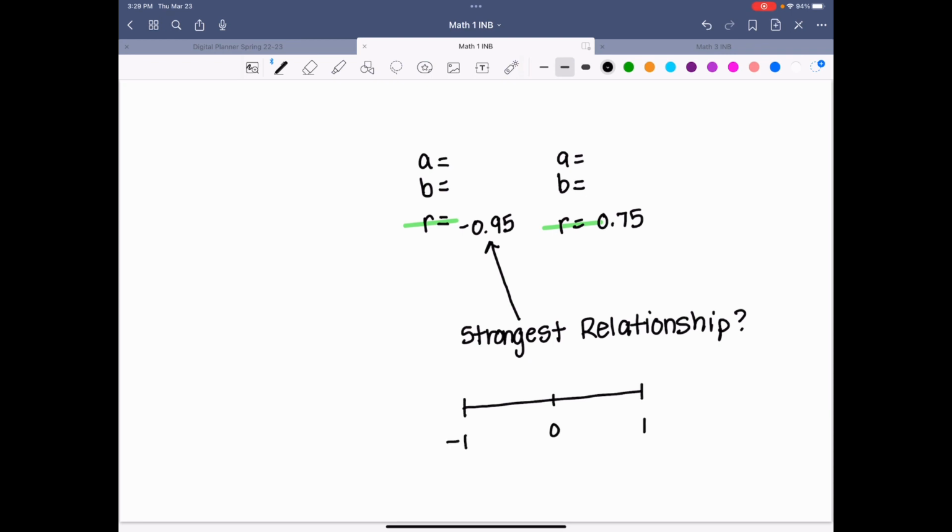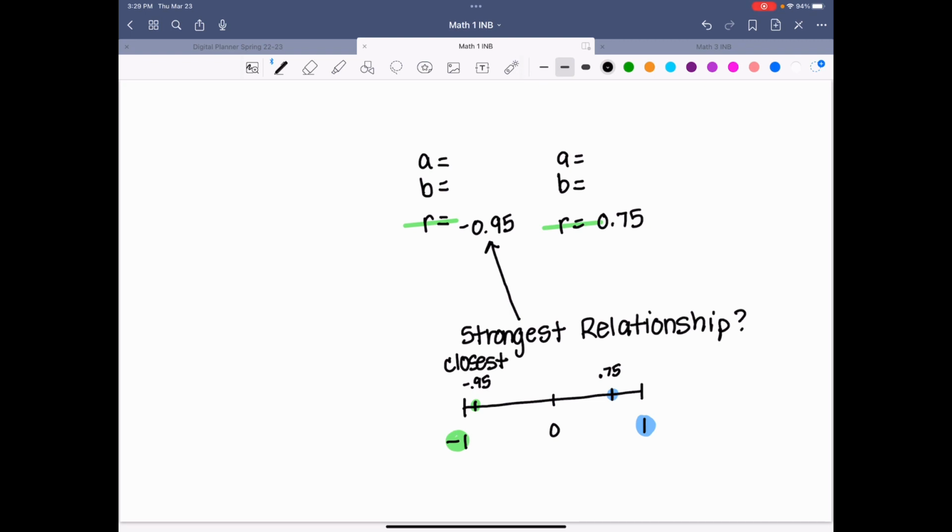because if I look at my range here, so we have 0 here. So 0.75 is like right in here. And then we have negative 0.95. This one is much closer to the negative 1 than this 0.75. They're both strong, but this one is the closest. This one is the strongest to the negative 1. So just keep that in mind.